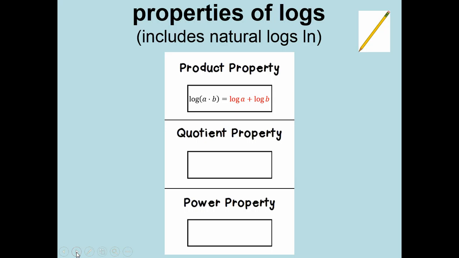Now when we have the quotient property, so that's division, we do the opposite. So when we have the log of something divided by something else, like A divided by B, we take the log of A, or the numerator, minus the log of the denominator to expand or simplify that expression. And then the power property looks kind of funny, but this is what it looks like. When you have the log of something to a power, like A to a power, basically that exponent flies in front of that log right here, and it becomes B, the exponent, times the log of A.